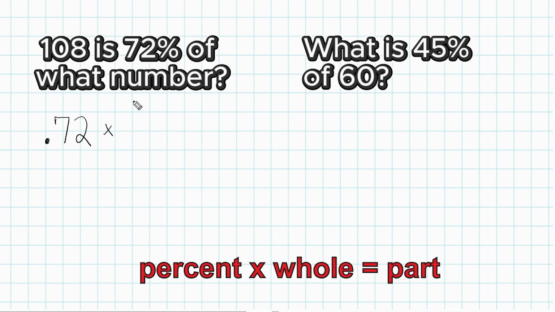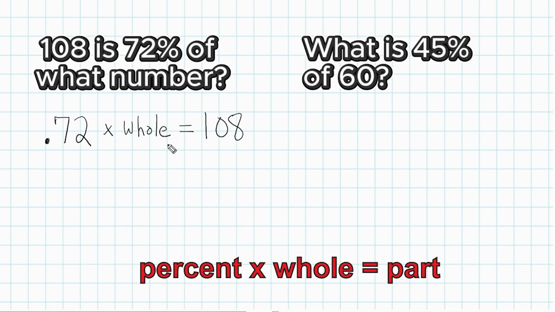Although with this example here, the whole amount is not given. They give us part of the whole. So we're just going to write the word whole right now. You can represent this with a variable if you want to, but for now, I'm going to keep it here just to emphasize the concept. And we're going to say that is equal to the part, which is given. In this case, it is 108.